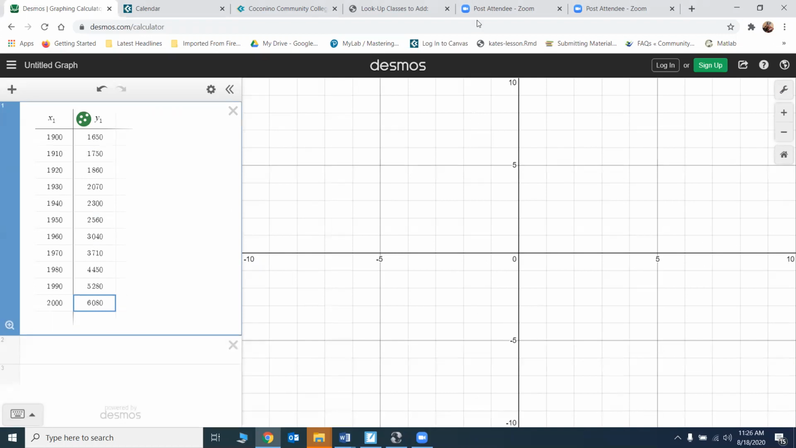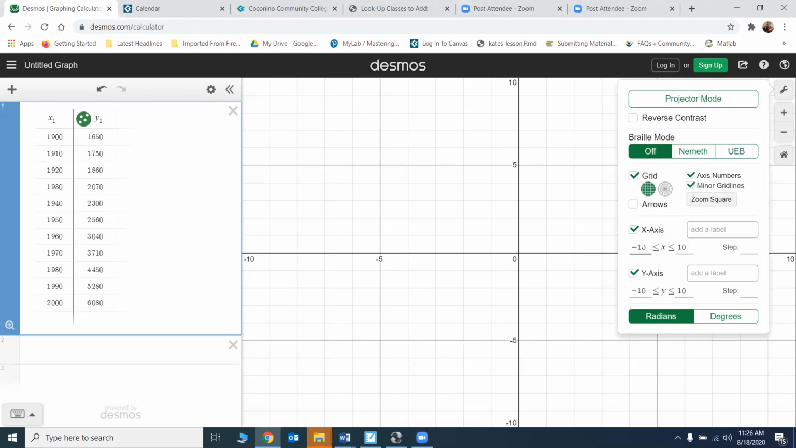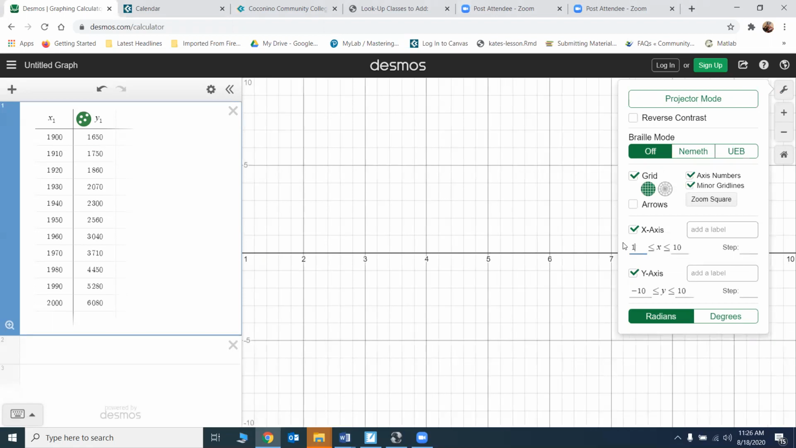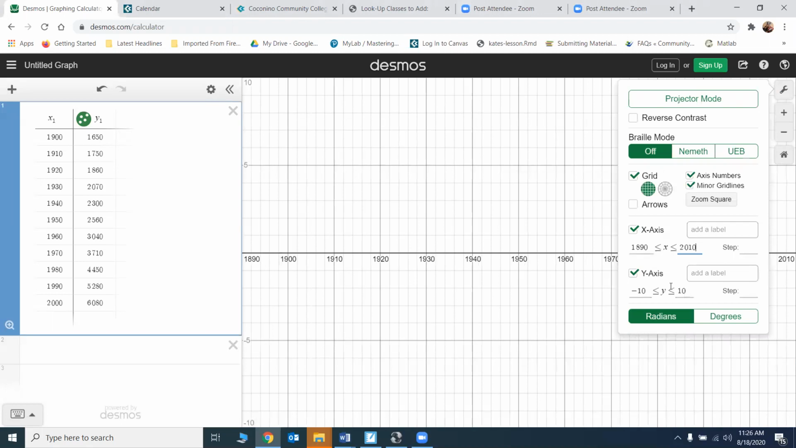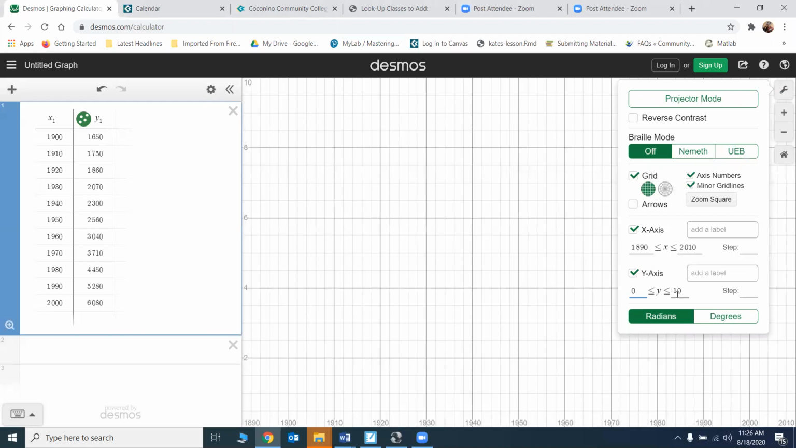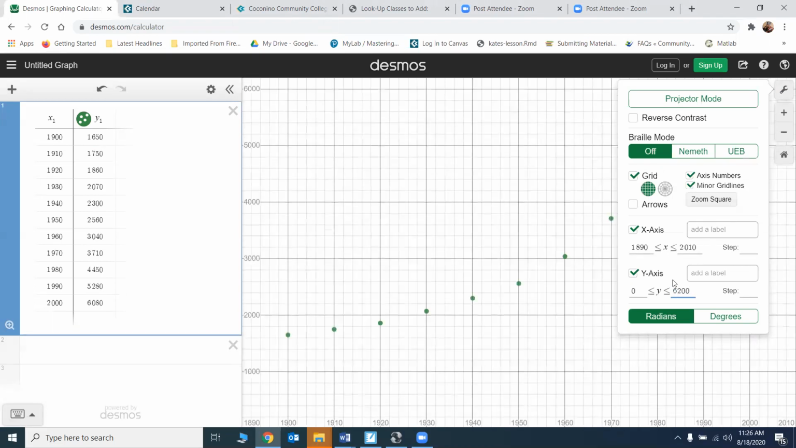I look at my graph and I can notice it goes from negative 10 to 10, so I'm never going to see these dots. So I need to come over here to this little thing that looks like a wrench. It's the graph settings. I need to change my axes. My x-axis could start around, let's do 1890, and then I'm going to go all the way up to, let's say, 2010. My y-axis, I'm going to start at 0 because we usually like to start the y-axis at 0. I think Desmos might have issues with this, but we'll try it. And we're going to go up to, I don't know, 6200. These numbers, by the way, are in millions.